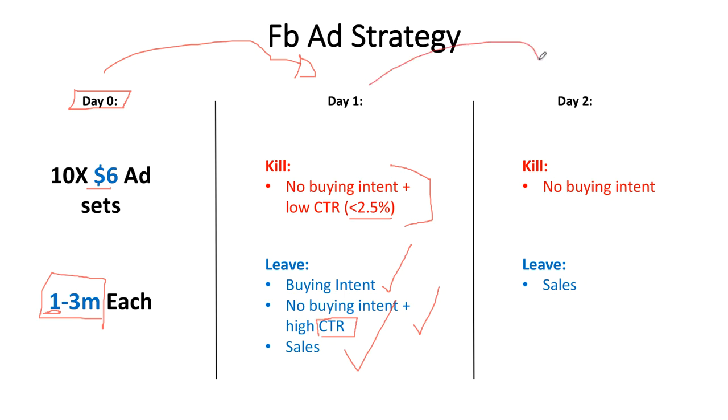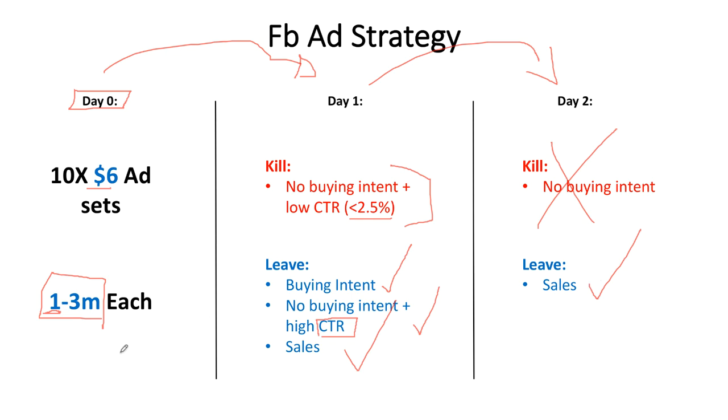So then after another 24 hours, what we're going to do is kill any ad sets with no buying intent, any ad sets with low click-through rate. Anything that doesn't have sales at this point, because we want to keep our losses to a minimum, we're going to kill. So if the ad set doesn't have sales, we're just going to kill it off. So only ad sets with sales at this point are going to continue running. Then we'll start duplicating and scaling everything up.